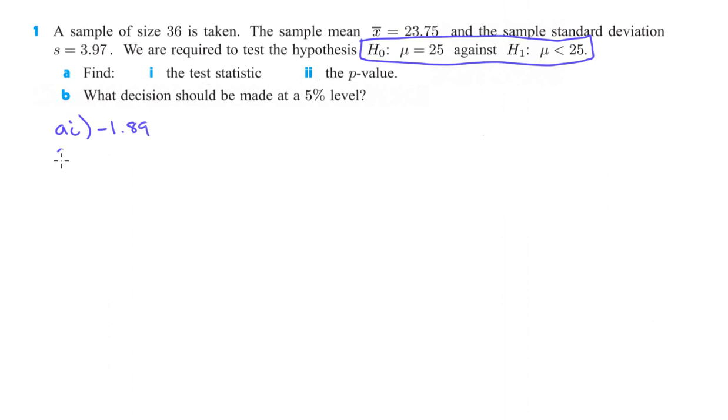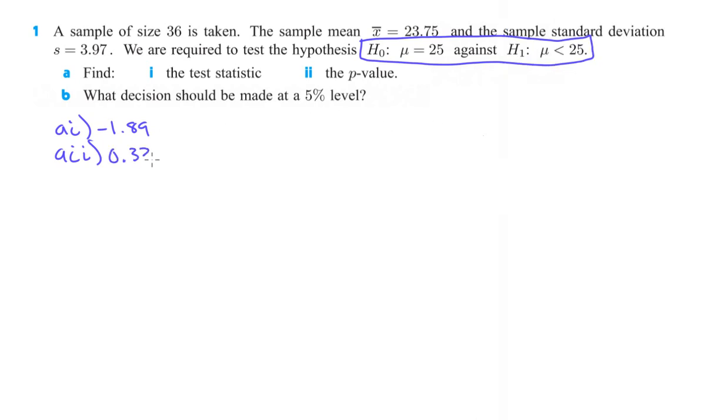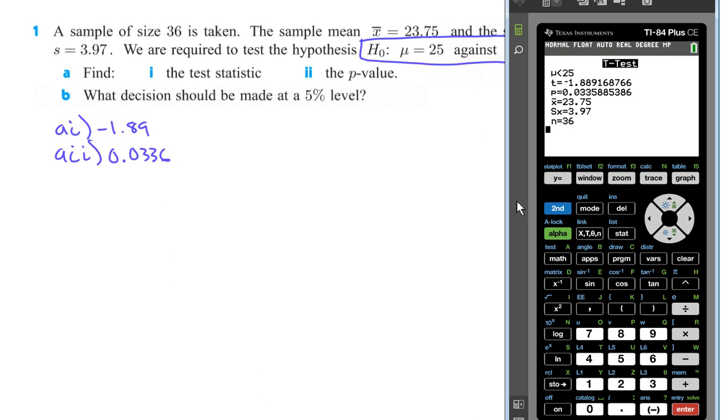The p-value on this is 0.0336 if we round that off. I missed a 0 in there, didn't I? 0.0336, right? Yep. And then what decision should be made at a 5% level?